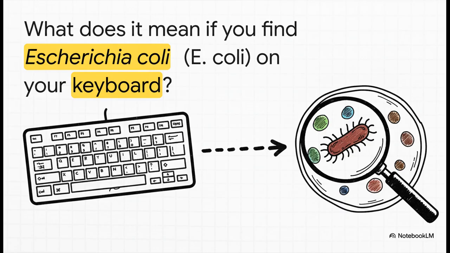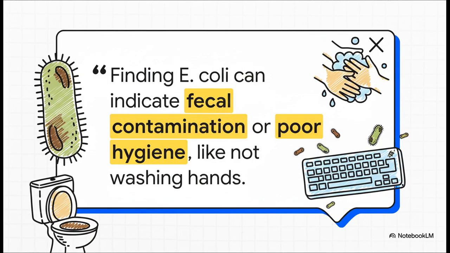Imagine you swab your keyboard, and a lab analysis identifies one of the colonies as Escherichia coli, which you probably know as E. coli. What does finding that specific bacterium on your keyboard actually mean? Well, since E. coli is primarily found in the gut, discovering it on your keyboard is a pretty clear sign of contamination. It almost always points back to poor hygiene, specifically not washing your hands properly. It's a perfect, if kind of gross, example of how this invisible world directly reflects our daily habits.